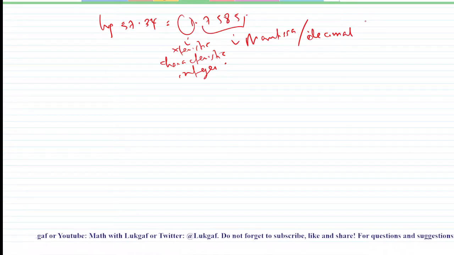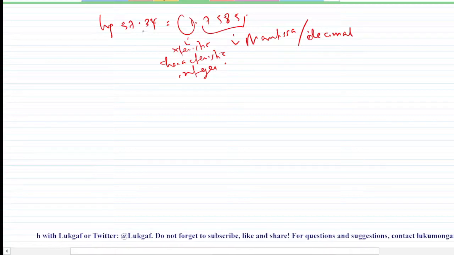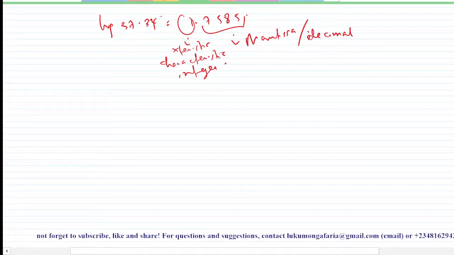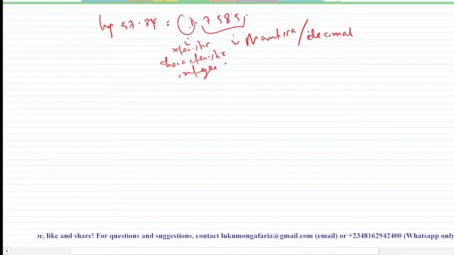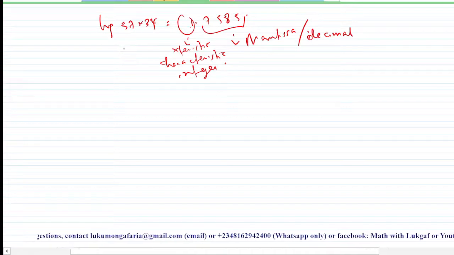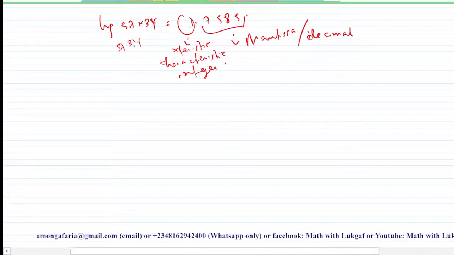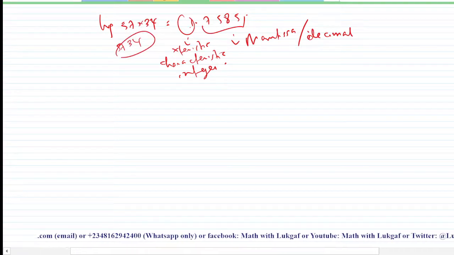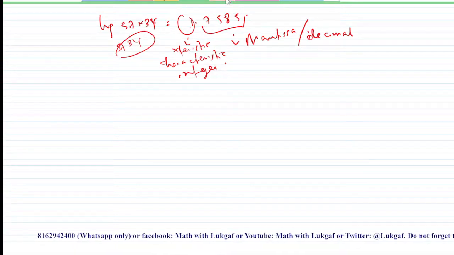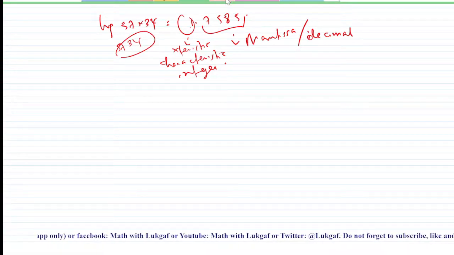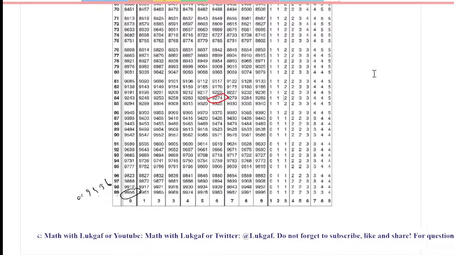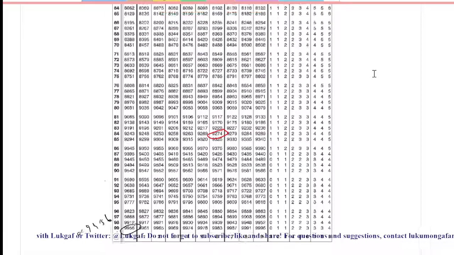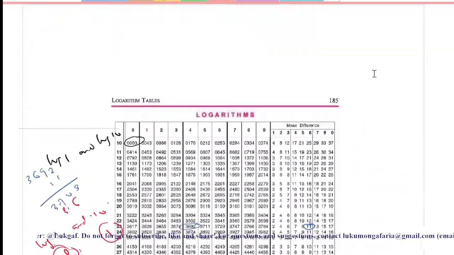I explained that you can obtain your characteristics part by counting the number of digits you have and subtracting one from it. For example, you have 2 digits before the decimal point. You subtract one from it, you are going to have 1. Then you get rid of this decimal point and check 5734 on your 4-figure table. If you want to check this in your table, you move to the logarithm table and check 57 under 3, difference 4.